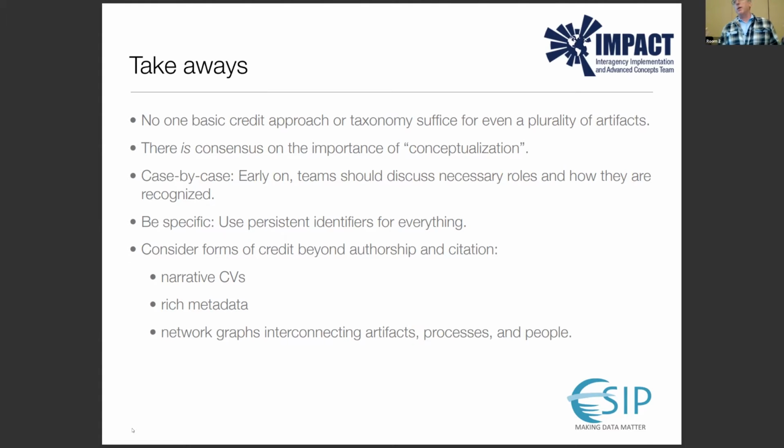And then ultimately what we'd love to see is some sort of network graph interconnecting the artifacts, the processes, and the people. So that was the takeaway from that article, and that's where we are with the cluster now. And now we're trying to figure out what next, as Madison said. So thanks. I will now pass it back to the speakers.